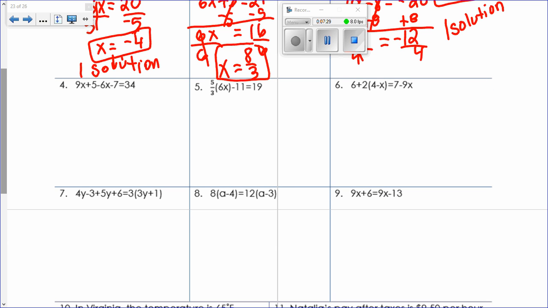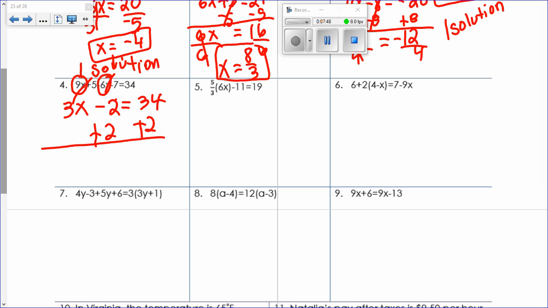Number 4. Circle the like terms. I have 9x's and negative 6x's, and I get 3x. And so those go away. 5 minus 7 is negative 2 equals 34. Okay? Now, add 2 to both sides. 3x comes down equals 36. Divide both sides by 3. And x equals 12. One solution situation.